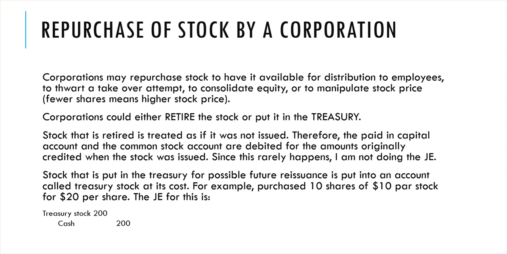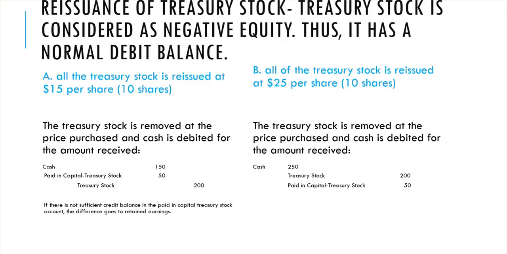If it were the par method, you would be debiting treasury stock for par times the number of shares. The one that's most commonly done is this one, which is based on cost. Now, we have those 200 shares in there. We have them put in there, and we show a debit balance in treasury stock.